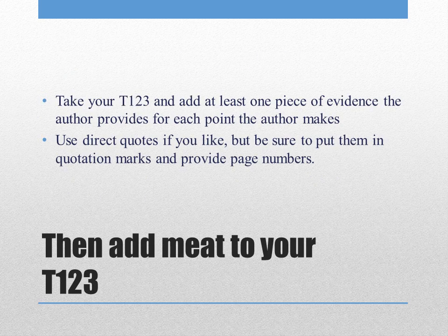Once you have written that simple T123, you need to start putting some meat on that thing. And what I like to see you do is to go in and find evidence for each of the points that you have brought forward. So for each of your 1, 2, 3, 4, 5, 6, find at least 1 to 2 pieces of evidence that the author has given for his or her point, and then put that into your T123 and make it what we call a T123 expanded.